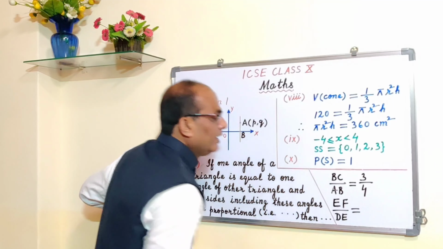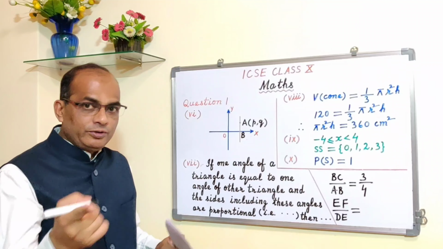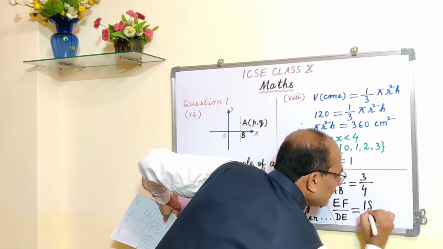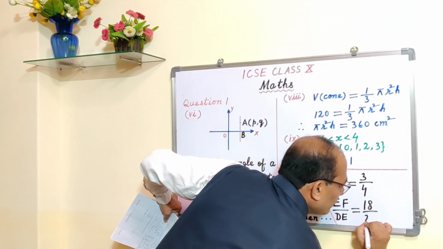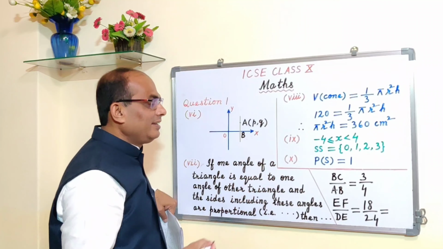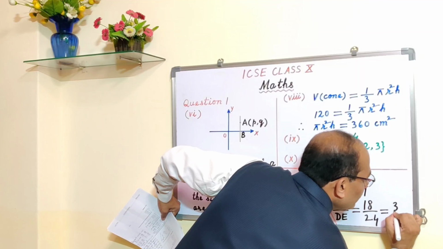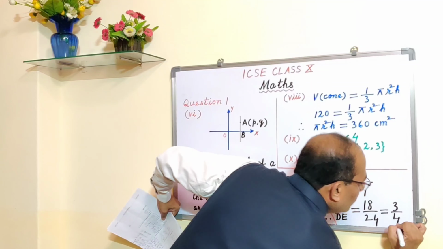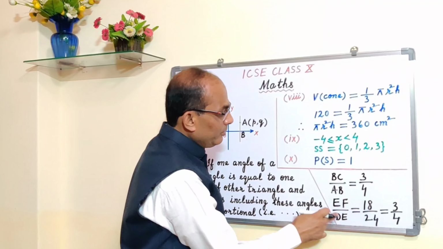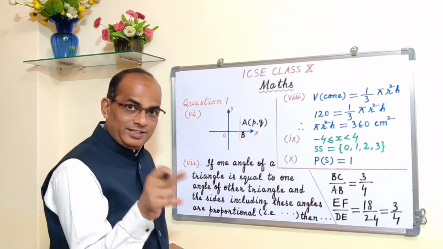EF upon DE is equal to 18 upon 24. See the figure. 18 upon 24, and this gives you how much? 6 3s are 18 and 6 4s are 24. So that means 3 upon 4. Isn't it? So they are in the same ratio. BC upon AB is equal to 3 upon 4 and EF upon DE is also 3 upon 4. And this is the test.